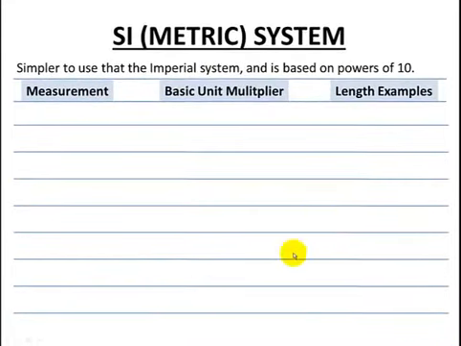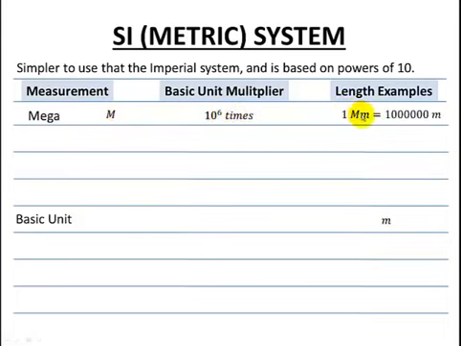Now, our metric system is a little bit easier to use than the imperial system because it's based on powers of 10. So let's take a look at a length example, and our base unit is going to be our meter. And we're going to start off with something called a mega. Now, a mega is abbreviated with a capital M. It means that it's bigger than our base unit. By how much? Well, it's 10 to the 6 times bigger.